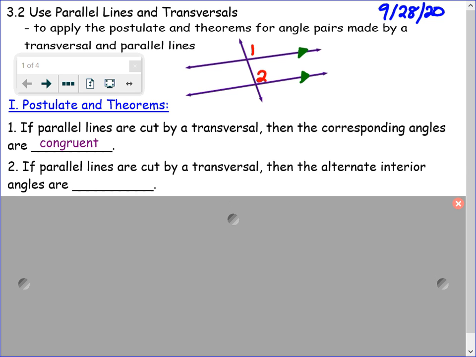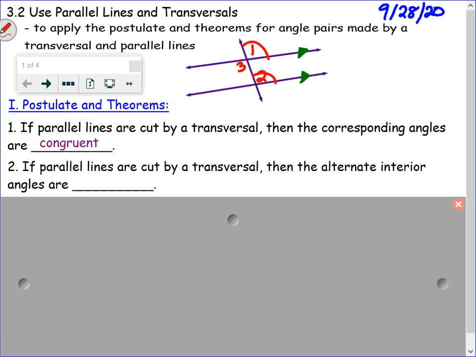The second one talks about the alternate interior angles. So we already have angle 1 and 2 and they're corresponding, and 2 is the only interior angle. So I am going to give you its matching alternate interior angle. Now we already know that angle 1 is congruent to angle 2 because they were corresponding. The first postulate already said that.